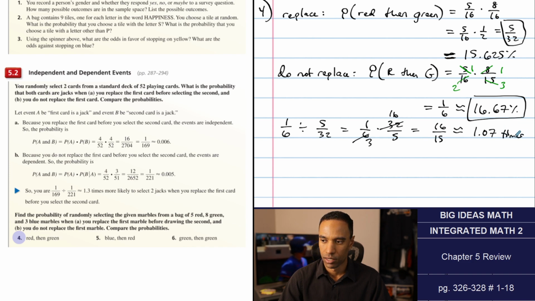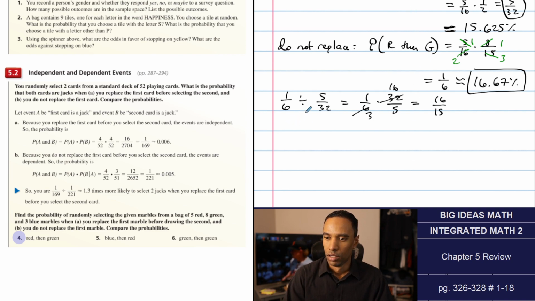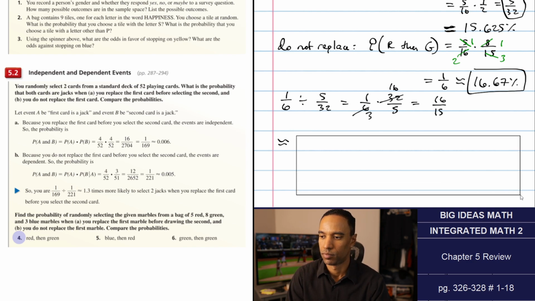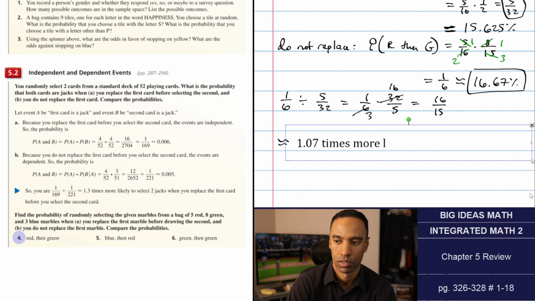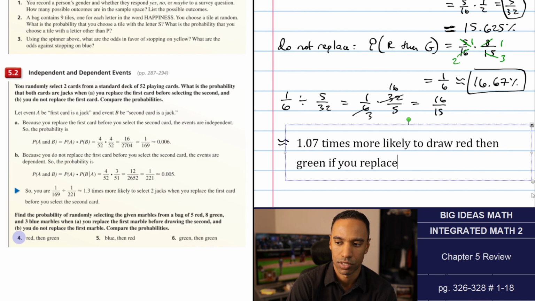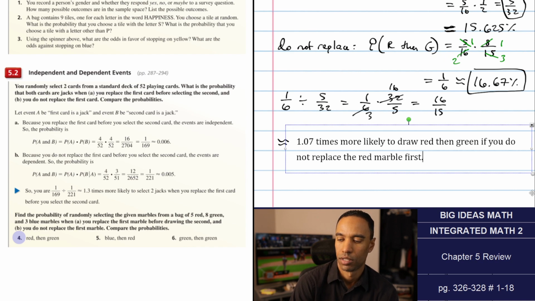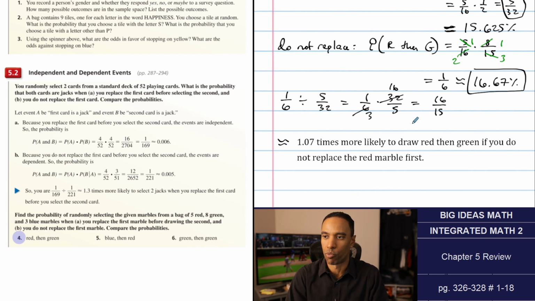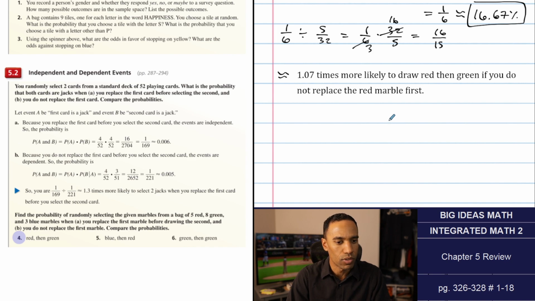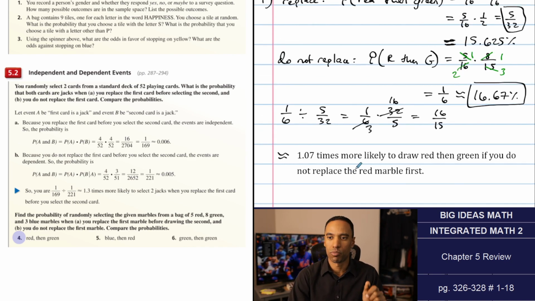times more likely. Hold on. Let me do this down here. I'll type it. You are 1.07 times more likely to draw red then green if you do not replace the red marble first. So if you do not replace it, you're more likely to do it than not. About 7%. Wait, do they say percent? No, they say times. Not much, but more likely.